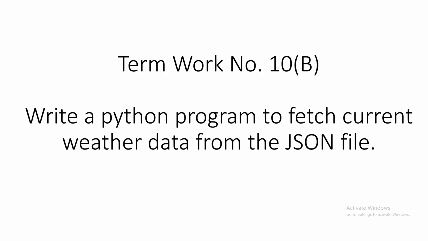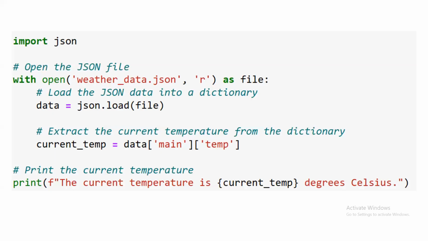Dear students, now let's discuss termwork number 10b. So the problem statement is write a Python program to fetch current weather data from the JSON file. So we know that JSON is an acronym for JavaScript Object Notation.